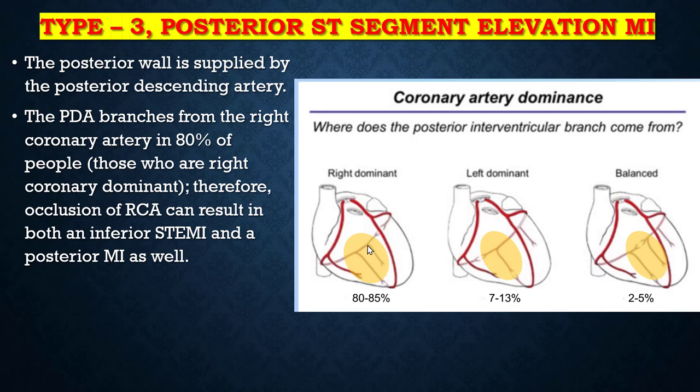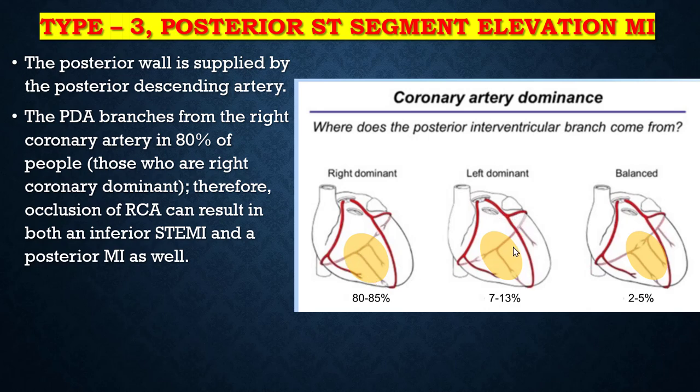This is the right coronary artery, and these are the posterior branches which supply the posterior wall and the inferior wall of the heart. So when there is obstruction in the right coronary artery, the inferior portion of the heart is affected, and this is called posterior ST segment elevation myocardial infarction.